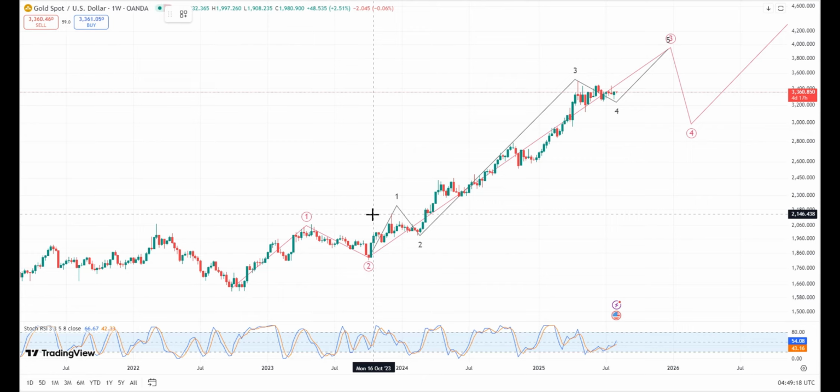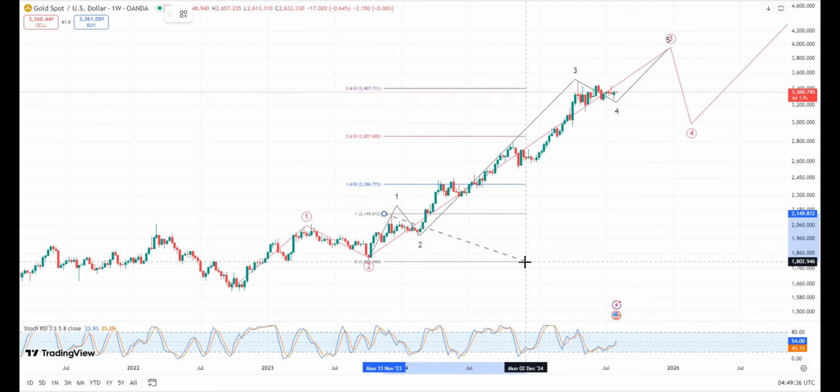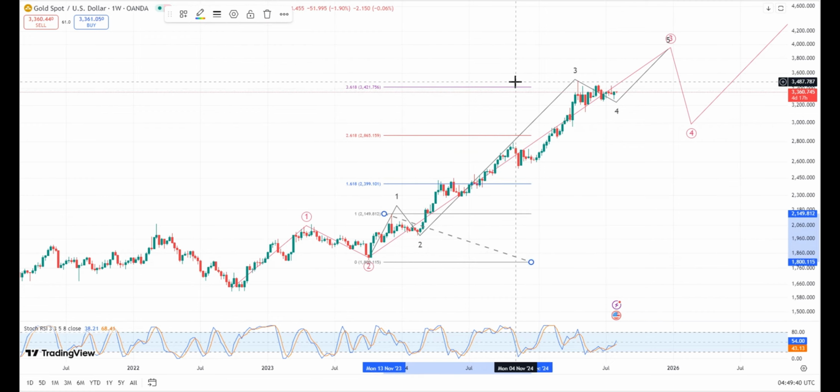Now let's look at this wave count in between and project our fib retracement ratio. This is our wave 1 and wave 2. If you project this from this wave 1, you can see that our wave 3 perfectly aligned with the 3.618 retracement ratio. You can see how it topped at that point.